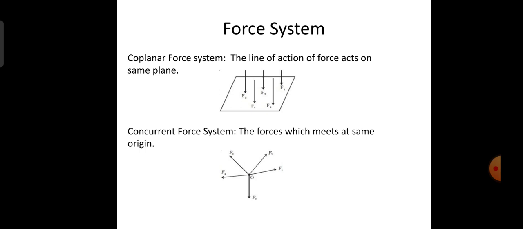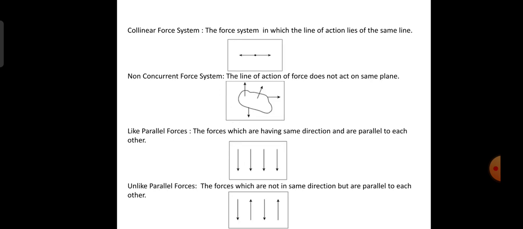It is the forces which are either converging or diverging through a single origin, which is called concurrent force system. Next, collinear force system. It is a force system in which there is a same line of action, or the line of action will pass through the same line for the different forces, and it is called collinear force system. Next, non-concurrent force system.